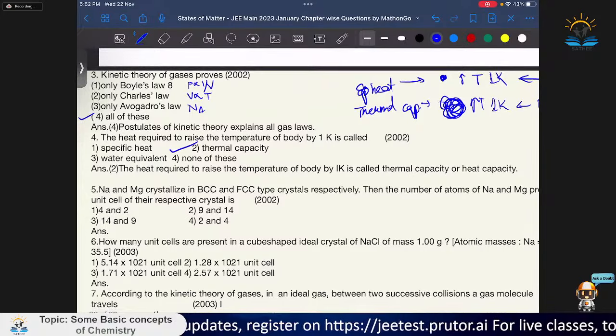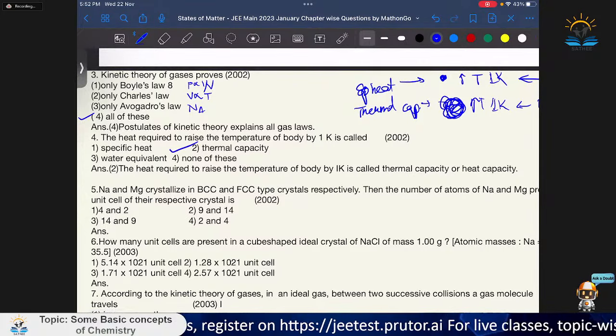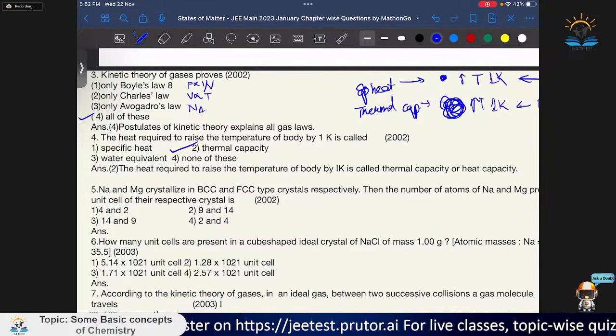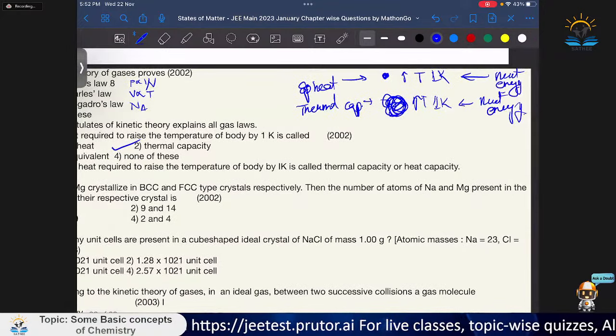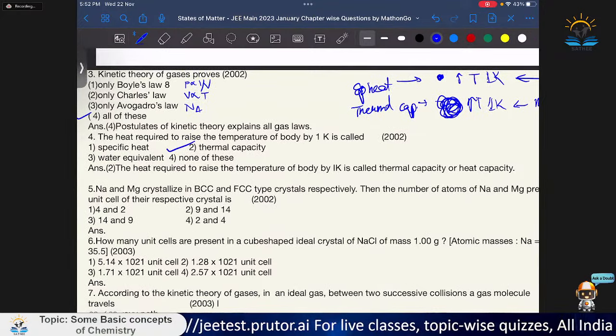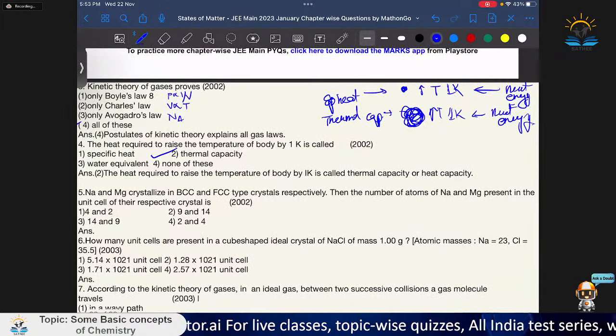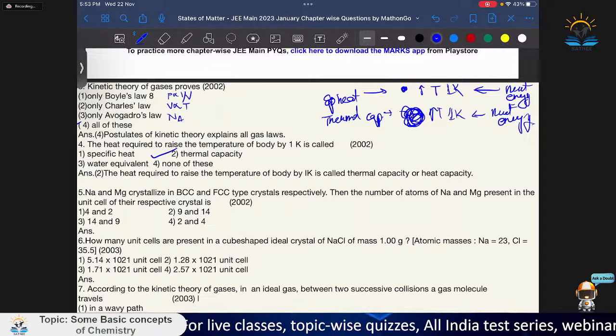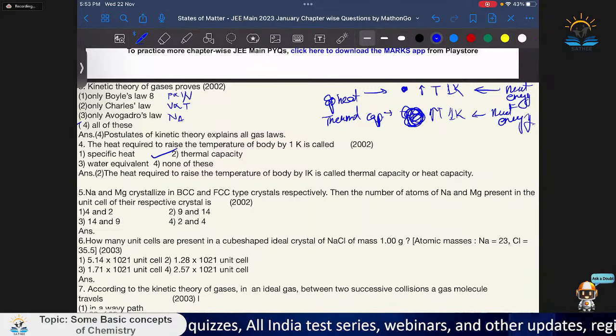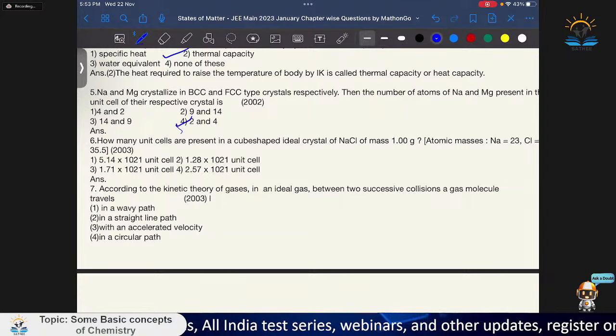Now fifth question is, sodium and magnesium crystallize in BCC and FCC crystals. The number of atoms in sodium and magnesium present in this crystals are, oh, this is solid state. Okay, solid state BCC and FCC is like body centered cubic and face centered cubic. So see, the thing is, it has not been taught to you. Answer is 2 and 4. I'll just try to simply explain what BCC and FCC is.